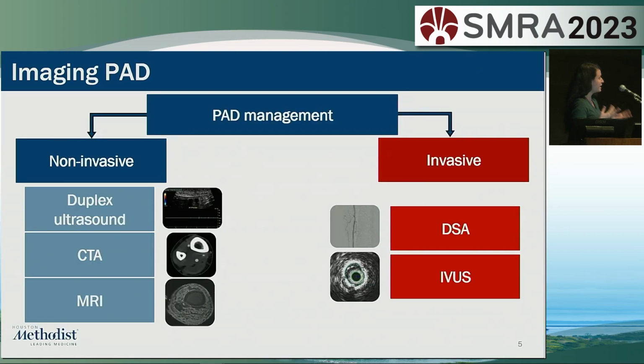So in PAD management, imaging is often essential for accurate diagnosis and therapy planning, and these include invasive and non-invasive imaging methods. Invasive includes DSA and IVUS, which are normally used for device sizing in PAD patients for PVI procedures. But being an invasive modality, it may cause complications during the procedure. On the non-invasive side, we have duplex ultrasound, CTA, MRI, but all of these methods have their own limitations.